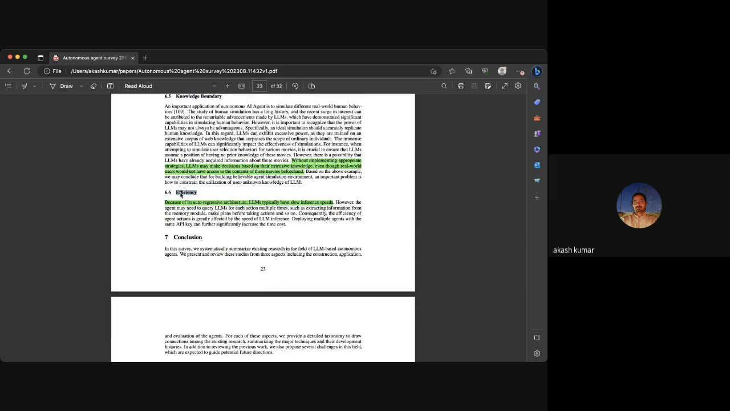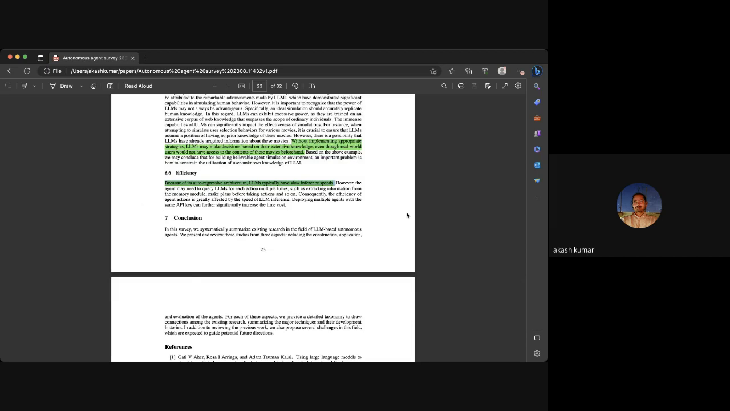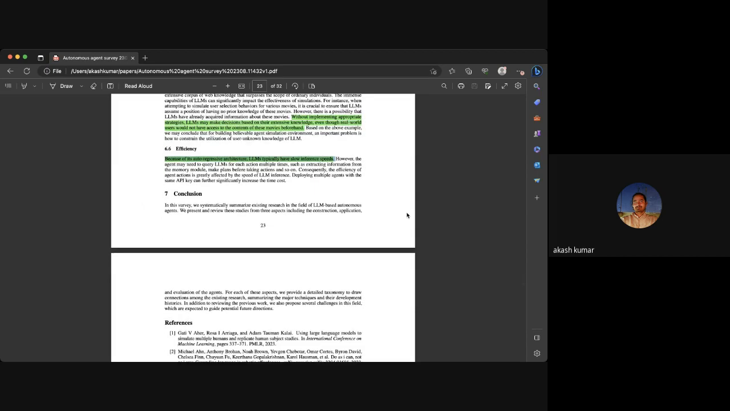And again, efficiency. Because of its autoregressive architecture, LLMs typically have slow inference speeds. So this slower inference speed is again an issue, because if you are looking for something very live and fast, these inference speeds are a blocker. And yeah, that's it for the paper. Any questions?